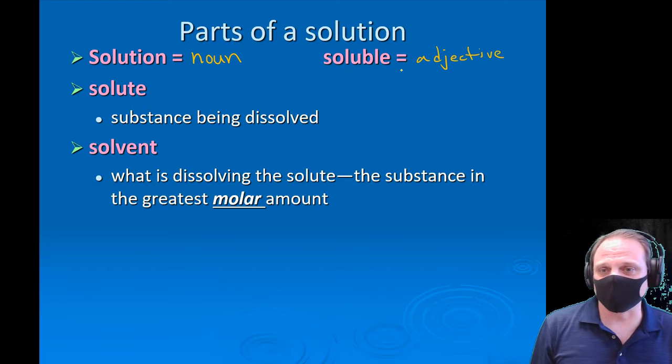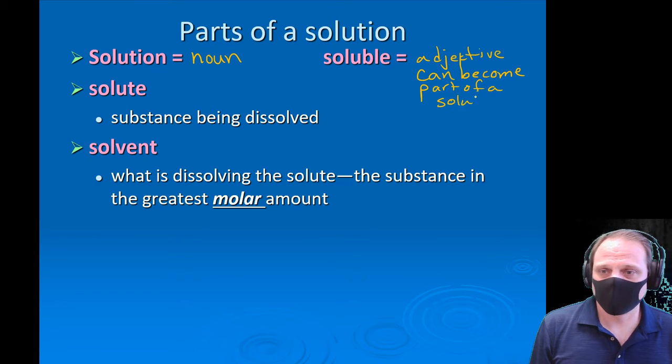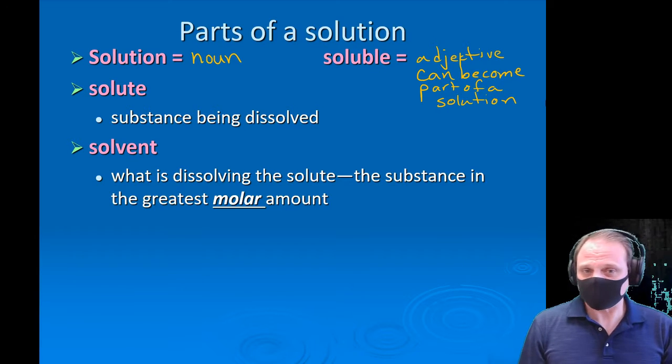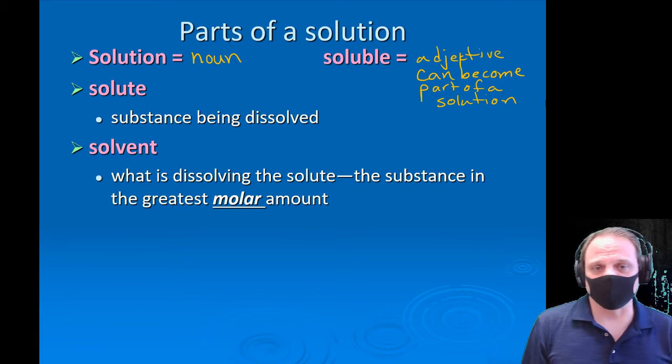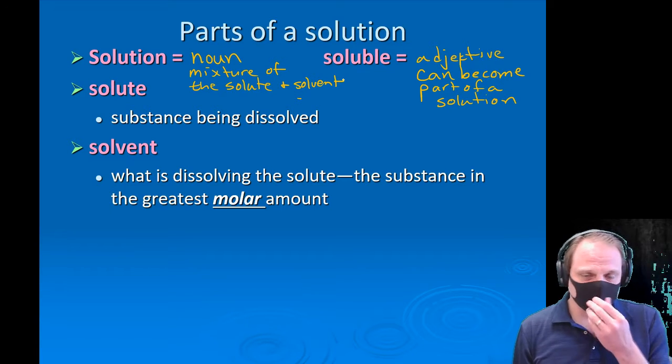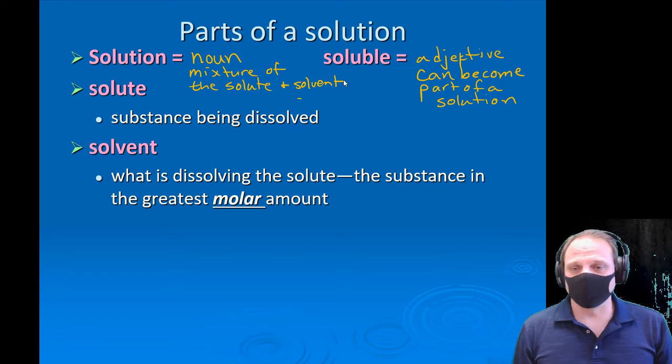Okay, so a soluble substance is something that can become part of a solution, right? And the solution itself is the noun that is describing a mixture of a solute and a solvent. Okay, so this is going to actually be the mixture of the solute and solvent. Now, the solute is the substance being dissolved, and the solvent is what's dissolving the solute, or what is doing that dissolving.